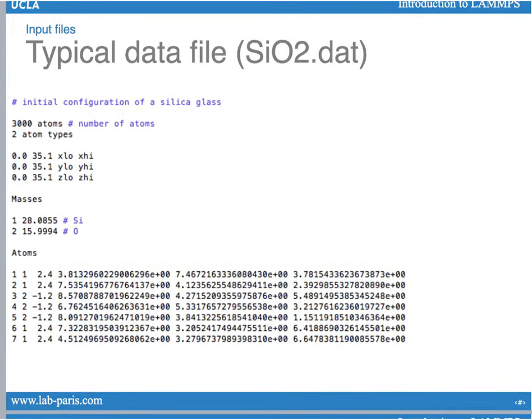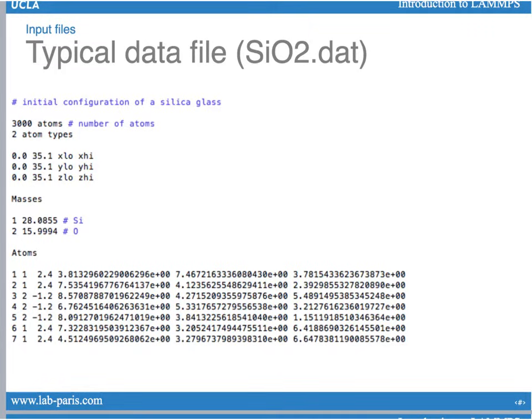Let's go through the syntax of all the input files one by one. So the first one is the data file. The data file contains all the information about the number of atoms, the types of atoms, the geometry of the system, and the initial position of the atoms. So it's always important that you follow the right syntax, otherwise LAMMPS cannot understand what is the information that you are providing. So it's important that you make sure you use the right keywords and that you provide the information in a format that LAMMPS can understand.